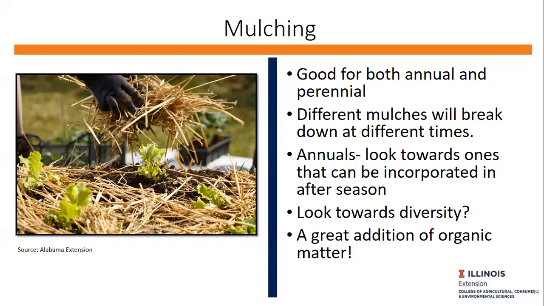What about diversity? Should you look towards diversity in your mulching system? I would encourage that, just because it will be something that will break down into the soil. It could be that the previous season you used straw mulch around the base of your vegetables, and maybe this season, because you have access to leaf litter, your leaf litter may be the mulch that you choose to use. So having diversity in mulch can be pretty nice here too.